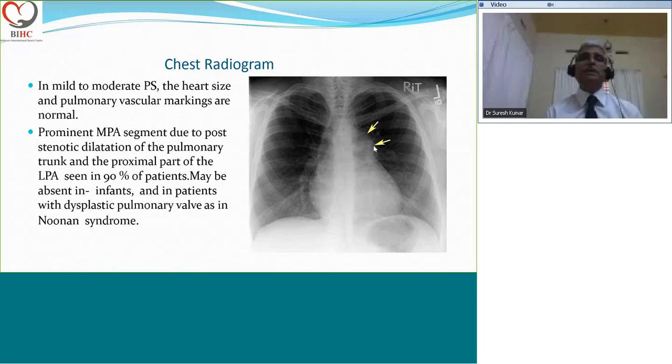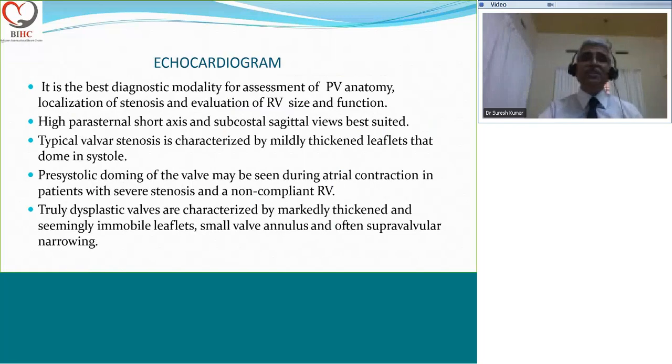No doubt, echo is the best diagnostic tool for assessing pulmonary stenosis. You want to see the pulmonary valve anatomy. You want to localize the stenosis. Is it valvar only? What is happening to the subvalvar region or the pulmonary artery? And the most useful views for these purposes are the high parasternal short axis and the subcostal sagittal views.